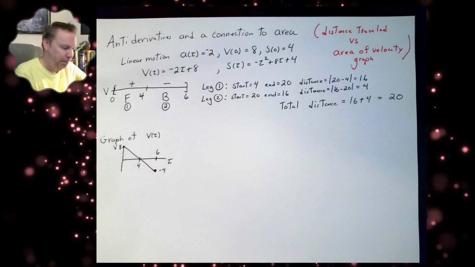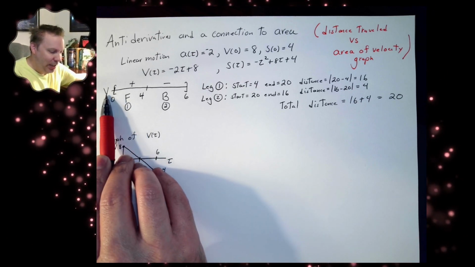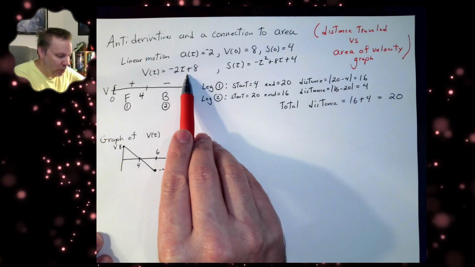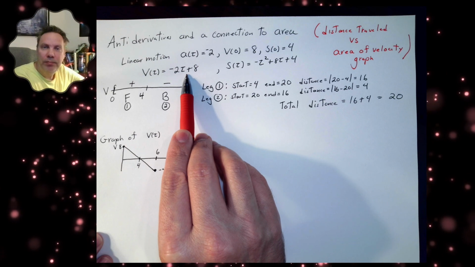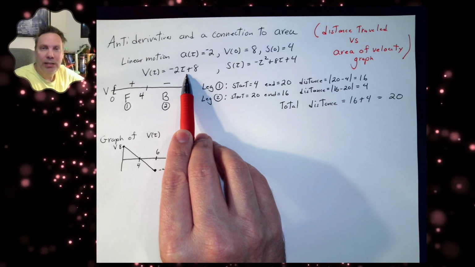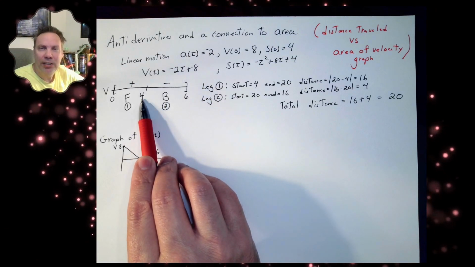I'm going to draw a number line. This is going to be my velocity line. I know my velocity is equal to 0 at t equals 4. Well, what makes the velocity equal to 0? -2 times 4 plus 8. Well, that is 0. That's how I figured out this 4. I skipped a little calculation here.